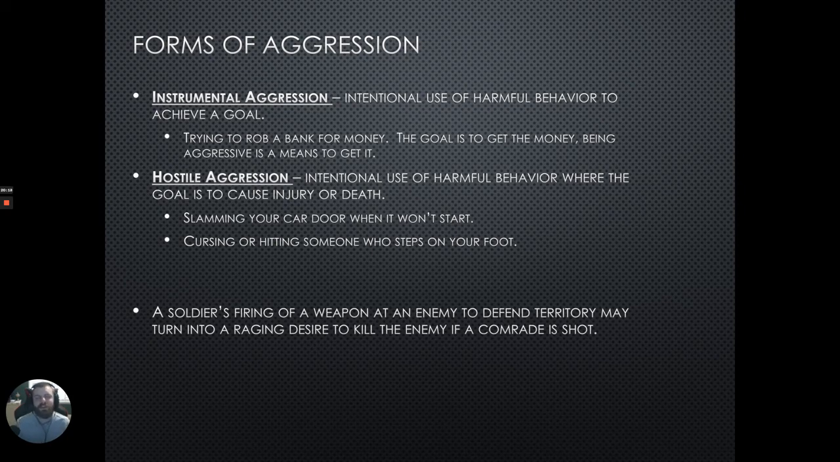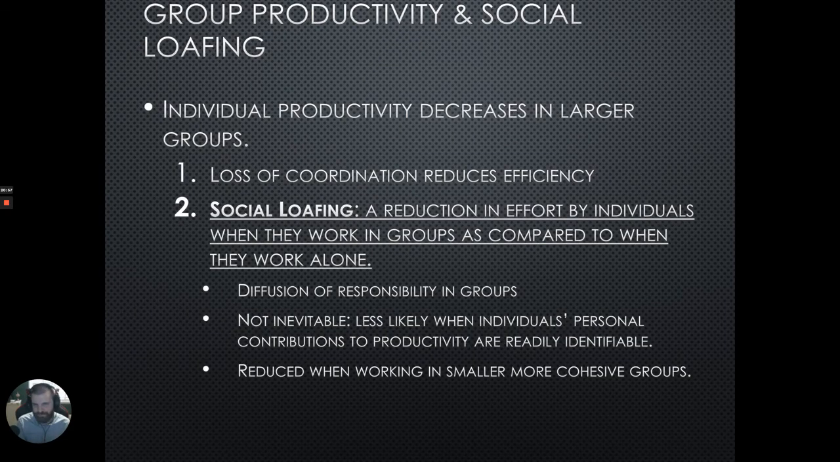So it's hostile aggression. Now, it's possible that you have something that starts as instrumental aggression and then becomes hostile aggression. For example, a soldier firing a weapon at an enemy to defend territory could turn into a raging, hostile, aggressive act, a desire to kill the enemy, if, say, the comrade who's also helping defend is shot. So picture it like this. You and another person are shooting bullets into a general area to keep people back, but then the person beside you is shot and killed. And suddenly now you're not just firing defense bullets, you're actually looking to kill others as well. That would be a hostile act.